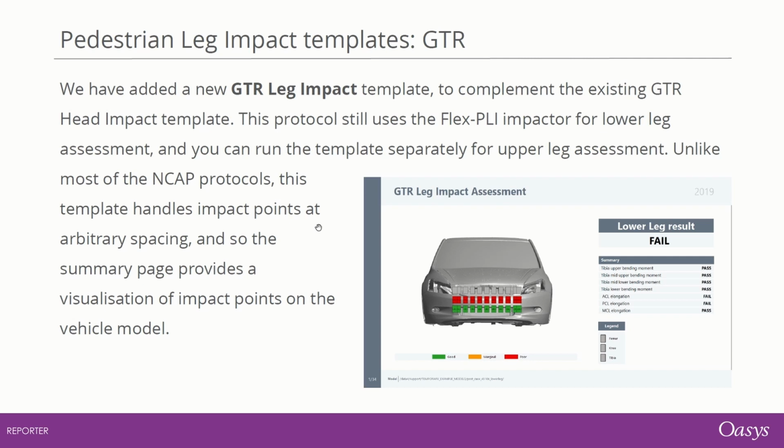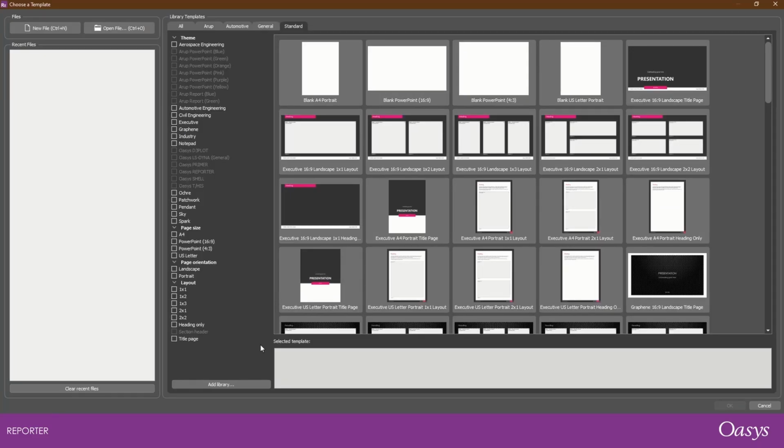Okay, so that's a quick overview of really all of the new templates that we've got as of the latest release. We also have some new ones coming in version 19, so do look out for them. We've got some IIHS templates that will be added, as well as some new Euro NCAP protocols, specifically looking at the far side impact. Now we're going to look at some of the new automotive templates and go through some demonstrations.